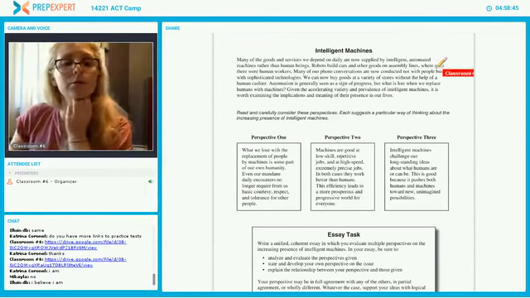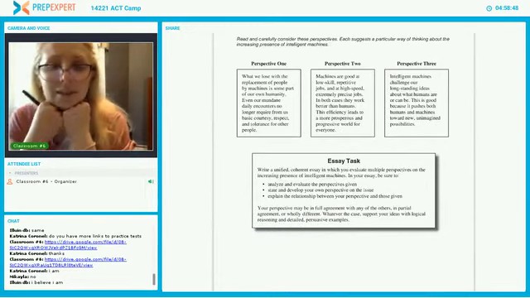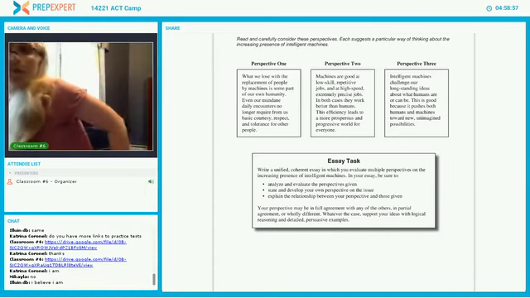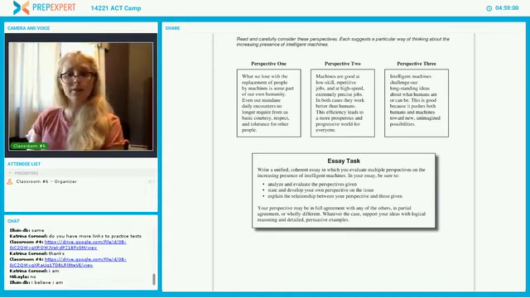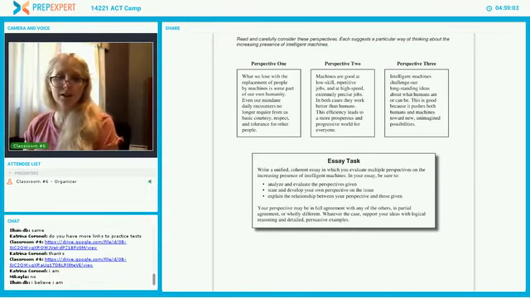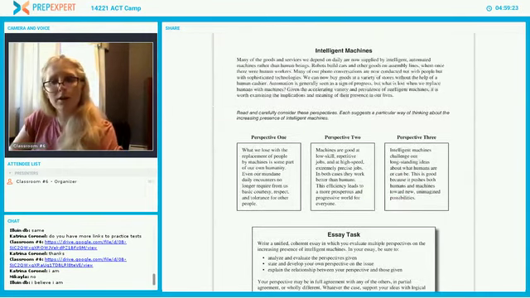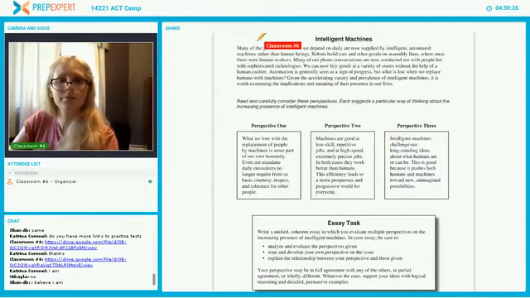Okay. So finally, the task is to write a unified, coherent essay in which you evaluate multiple perspectives on the increasing presence of intelligent machines. In your essay, be sure to analyze and evaluate the perspectives given, state and develop your own perspective, and explain the relationship between your perspective and those given. Your perspective may be in full agreement with any of the others, impartial, or wholly different. And we're going to kind of focus on that being different. But whatever the case, support your ideas with logical reasoning and detailed, persuasive examples. All right. So that's what you're going to get on test day. You're going to get something that looks like this.